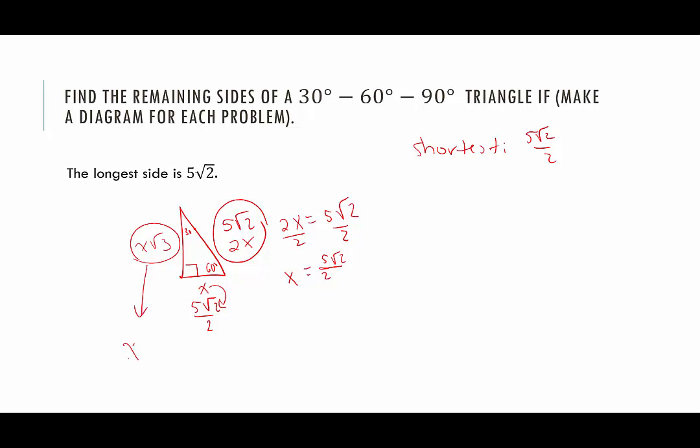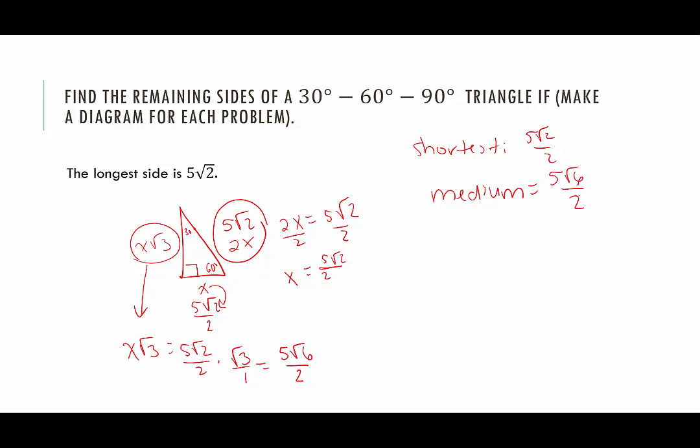So the medium side, x root 3, is equal to, we're going to replace x, 5 root 2 over 2 times the square root of 3. I can put the square root of 3 over 1. We can combine through multiplication. We would get 5 root 6 over 2. So now we know that the medium side, based on this, is 5 root 6 over 2.